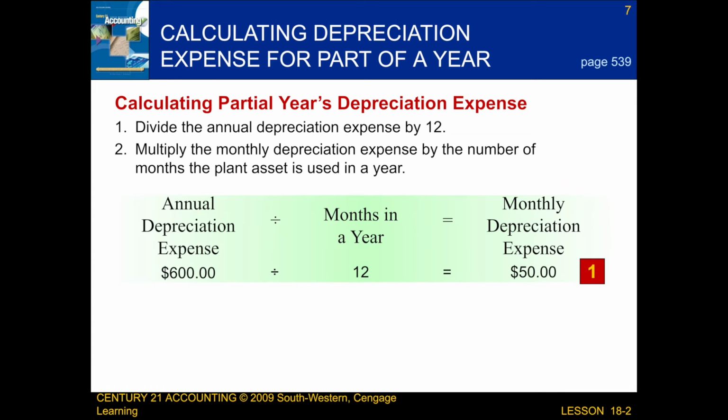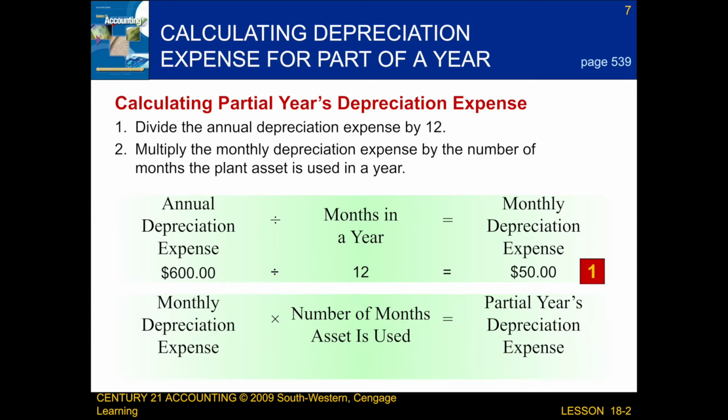So the next step in calculating a partial year's depreciation expense is to multiply the monthly depreciation expense by the number of months the plant asset is used in a year. So if we take the monthly depreciation expense and we multiply it times the number of months the asset is used, which are 5 months, that will give us the partial year's depreciation expense.